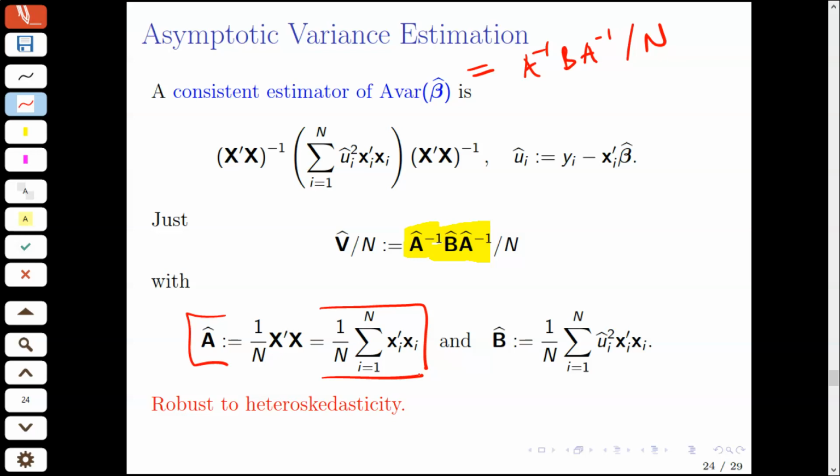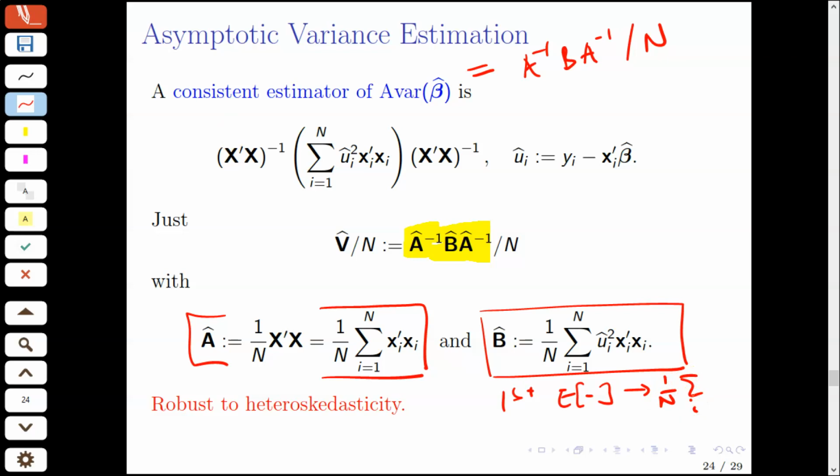At least for A, that is an estimator which is somewhat straightforward to justify. When it comes to the meat in the sandwich formula, or the B matrix, our estimator is slightly more complicated. We first replace expectations with averages, that would yield us the average of the u_i squares multiplied by the outer product of the regressor vectors.